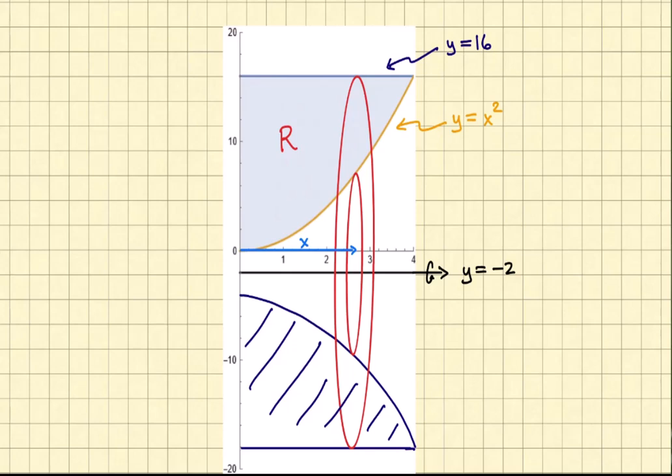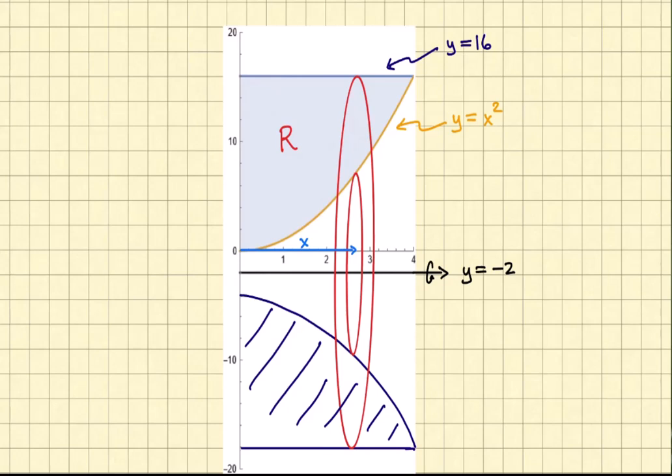And then it doesn't make sense to slice things like this, but since we were rotating around a horizontal axis, we want to slice perpendicular to that. And we see that if we slice perpendicular to that, we get, again, washers. We have washers because our region is not completely adjacent to our axis of revolution. As a matter of fact, it's not adjacent at all.